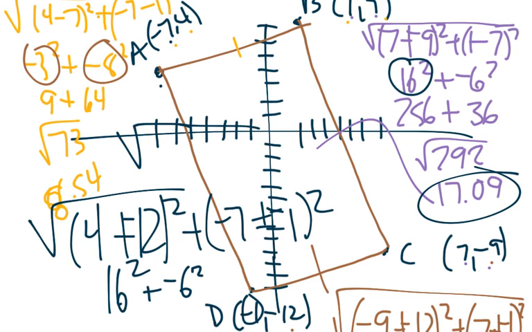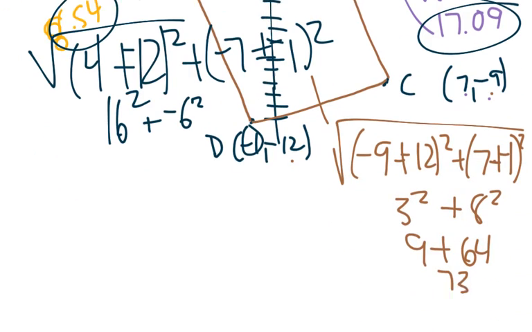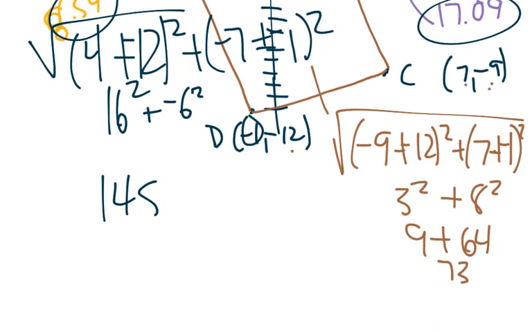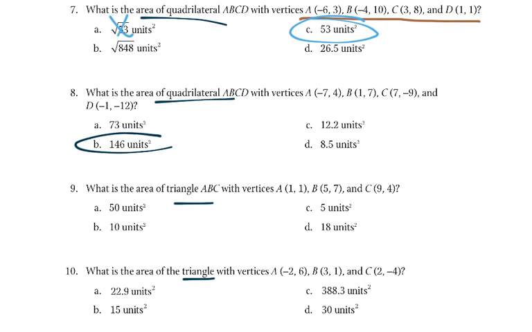So our two lengths are 17.09 times 8.54. So 17.09 times 8.54 gives us 145.94 units squared, which would be about 146.